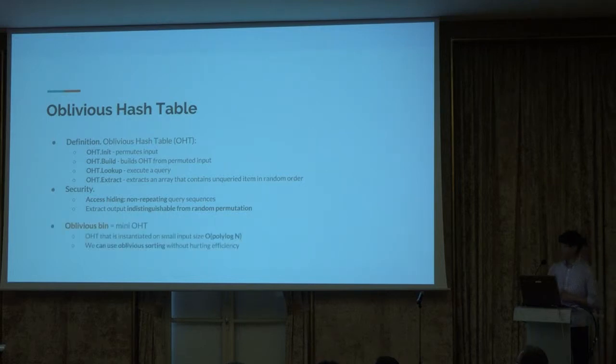It turns out that we're going to use something called oblivious bins, which are mini oblivious hash tables, the inefficient ones that have been used previously, where we do oblivious sorts on inputs. But we're going to make sure it's okay in that we only use oblivious bins on polylog n-sized numbers of items.